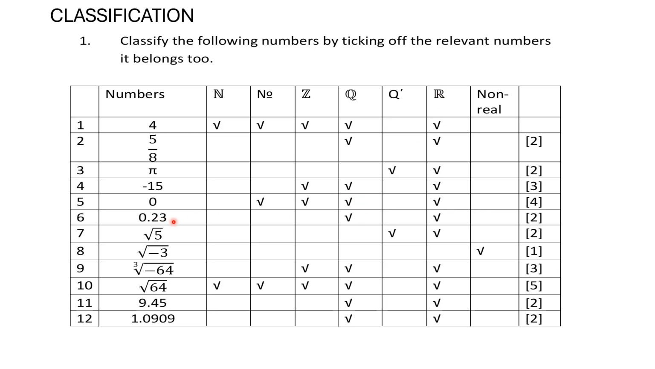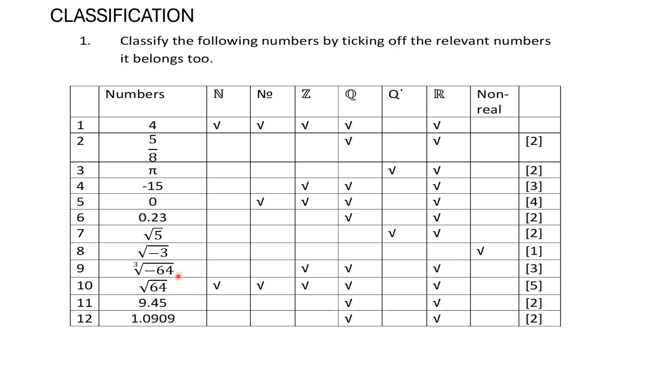0,23, right, it's terminating, so it's 23 over 100. It can be written as a fraction, therefore it's a rational number and a real number. Square root of 5, we assume you know 5 is not a perfect square, so therefore this is irrational and real. Square root of a negative number, negative 3, meaning it is non-real. They don't form part of the real number system we're working with.